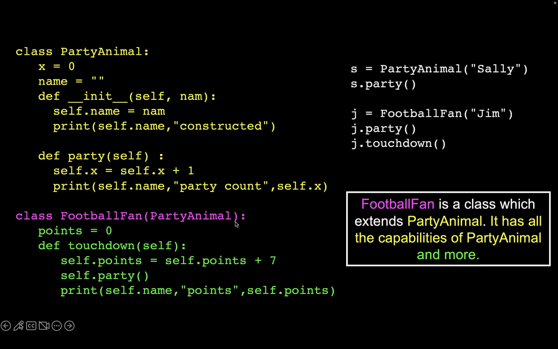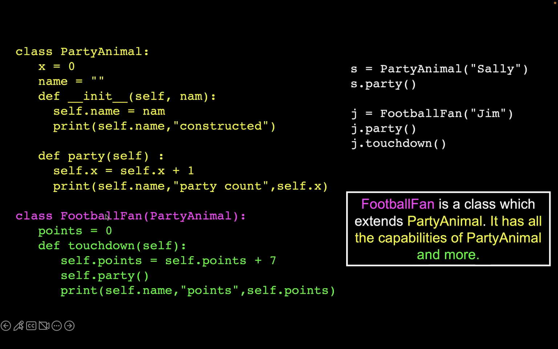Notice that superclasses don't know that they're superclasses. So top level classes don't have to have these parens. You don't give them empty parens. You only add the parens when you've got something to say. And there's nothing in party animal that says that it has the subclass football fan. It doesn't know.